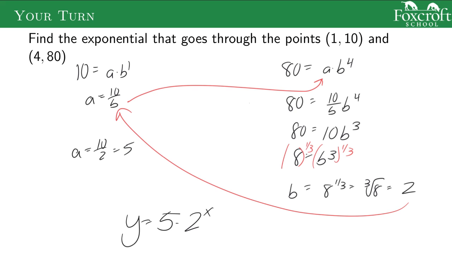All right, so we make our two equations using our points. We solve for a, and we plug that into the other equation. We simplify a bit and use our fractional exponents to solve, and we get b equals 2. We'll plug that back in over here to figure out a is 5.